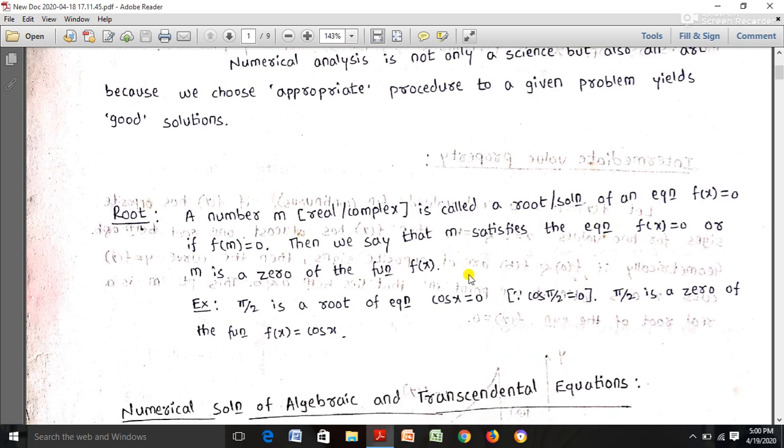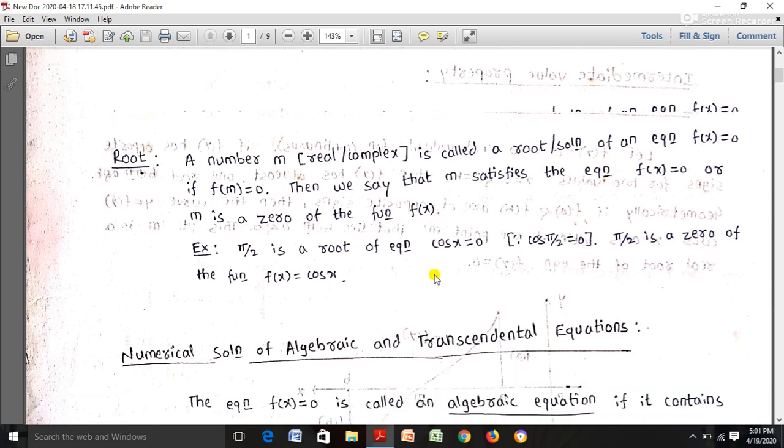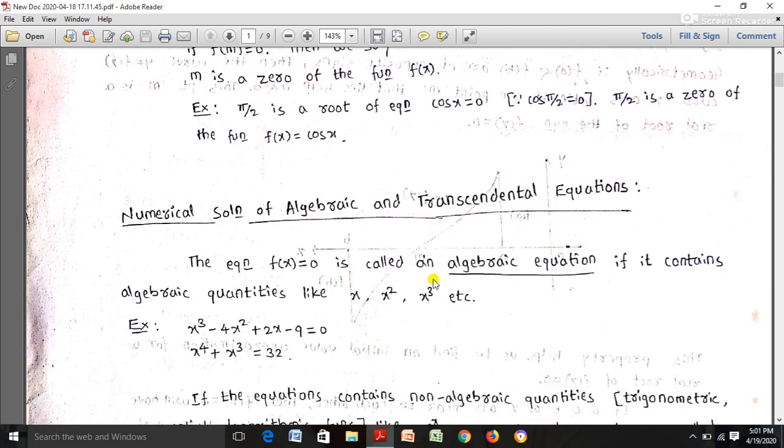For example, pi by 2 means 90. Pi by 2 is a root of the equation cos x is equal to 0. And what about the x value here? 90 means pi by 2. The cos of pi by 2 is 0, therefore cos 90 is 0, therefore pi by 2 is a zero of the function f of x is equal to cos x.